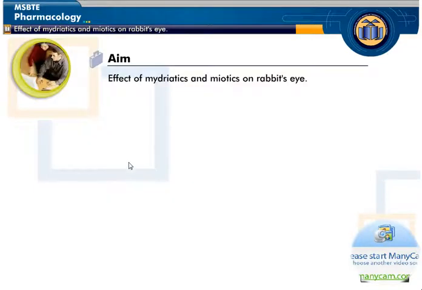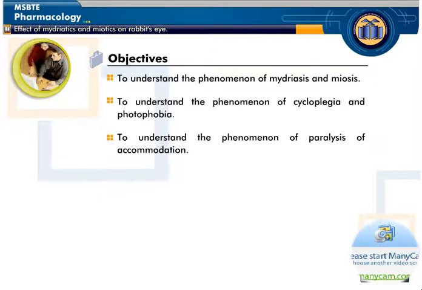The aim of this experiment is to study the effect of mydriatics and miotics on a rabbit's eye. The objectives of this experiment are to understand the phenomenon of mydriasis and meiosis, to understand the phenomenon of cycloplegia and photophobia, and to understand the phenomenon of paralysis of accommodation.